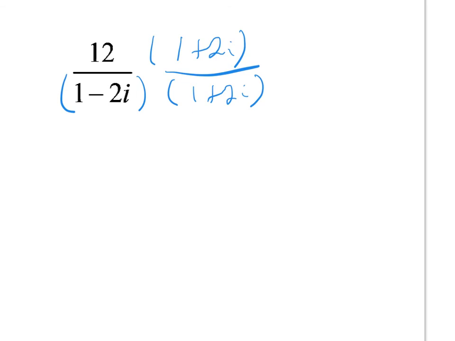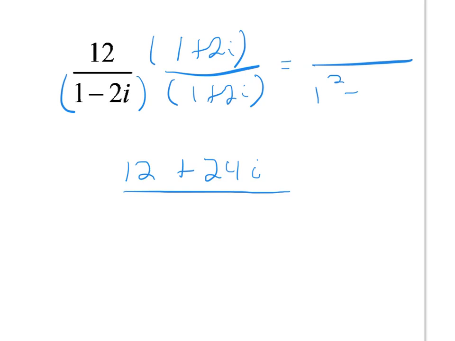Up top, I'm going to have now 12 plus 24i. On the bottom, I'm going to have 1 squared. I'll do this over here. 1 squared minus 4i squared. Well, 4i squared is negative 4. So that becomes plus 4.